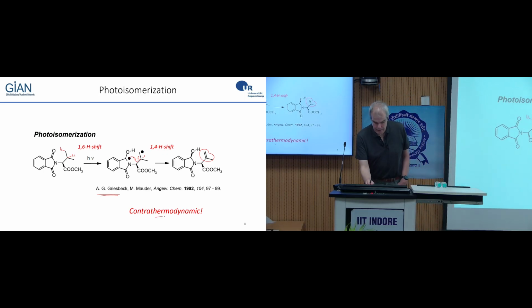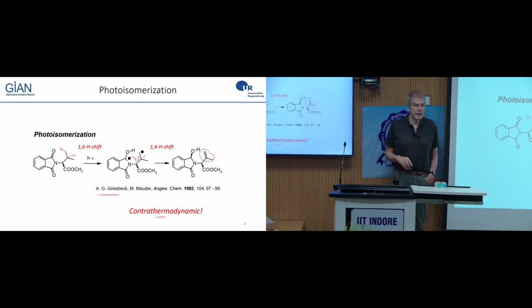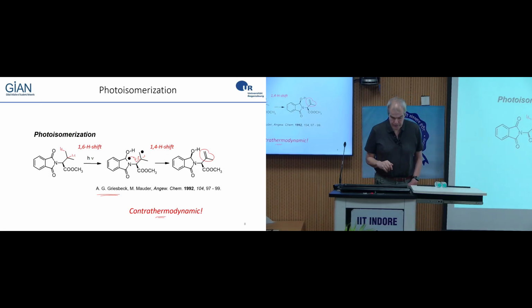And again, this is a thermodynamic process. We are sacrificing a very stable carbonyl C=O double bond, and what we are getting out in the end is a C=C double bond, right? So that again has probably gone 20 kcal downhill.